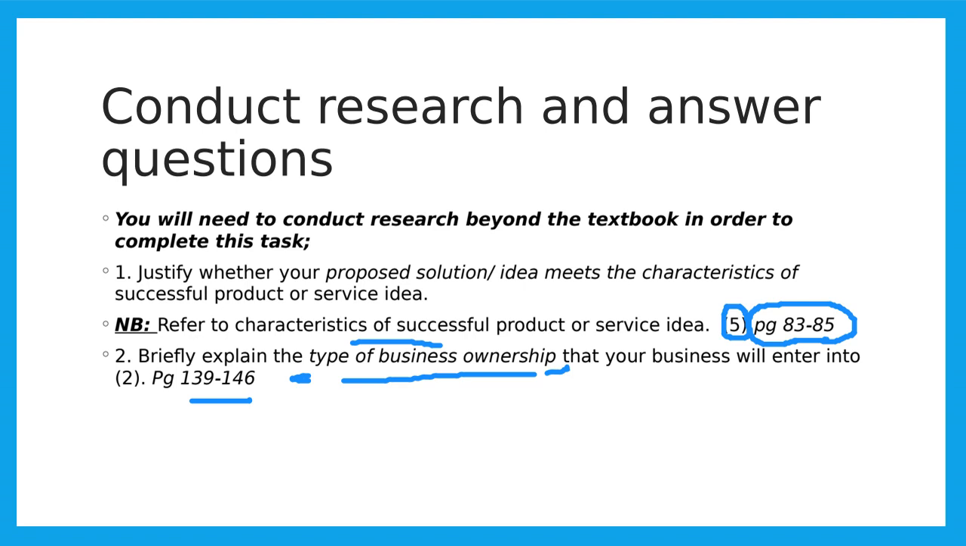It tells us what type of ownership we're going to use. It's important to remember, ladies and gents, that question 2 is only worth 2 marks. So you don't have to give us a lengthy explanation as to why you said you're going to set up a sole trader, or a company, or a partnership. We just want a brief explanation of the type of business ownership that your business is going to enter.